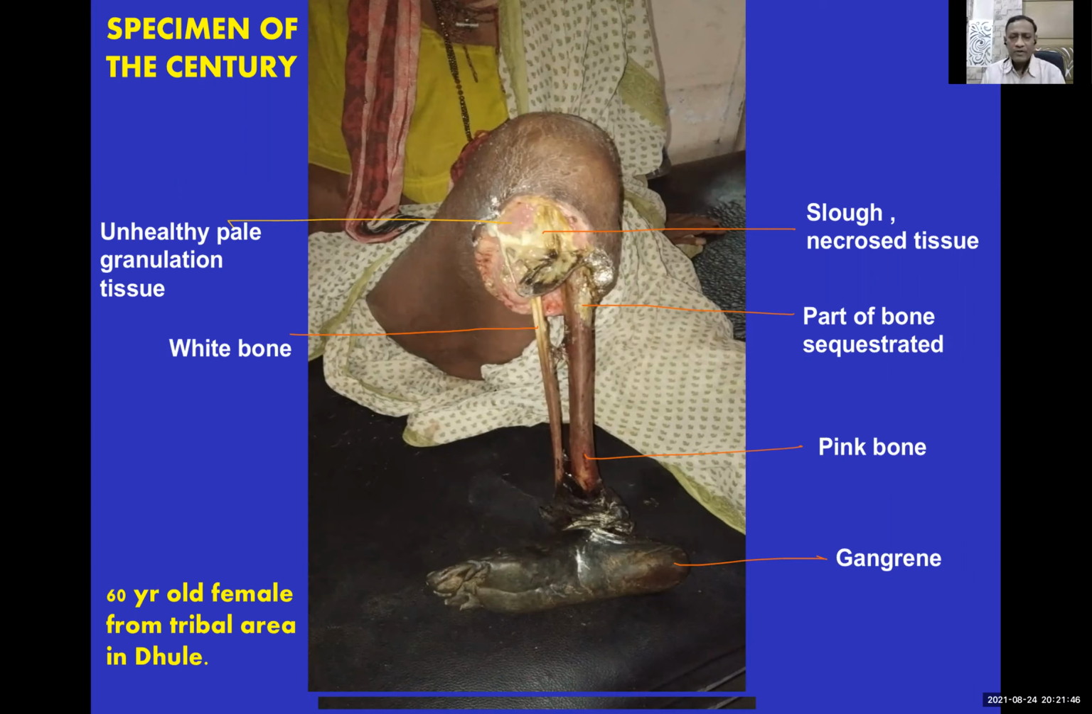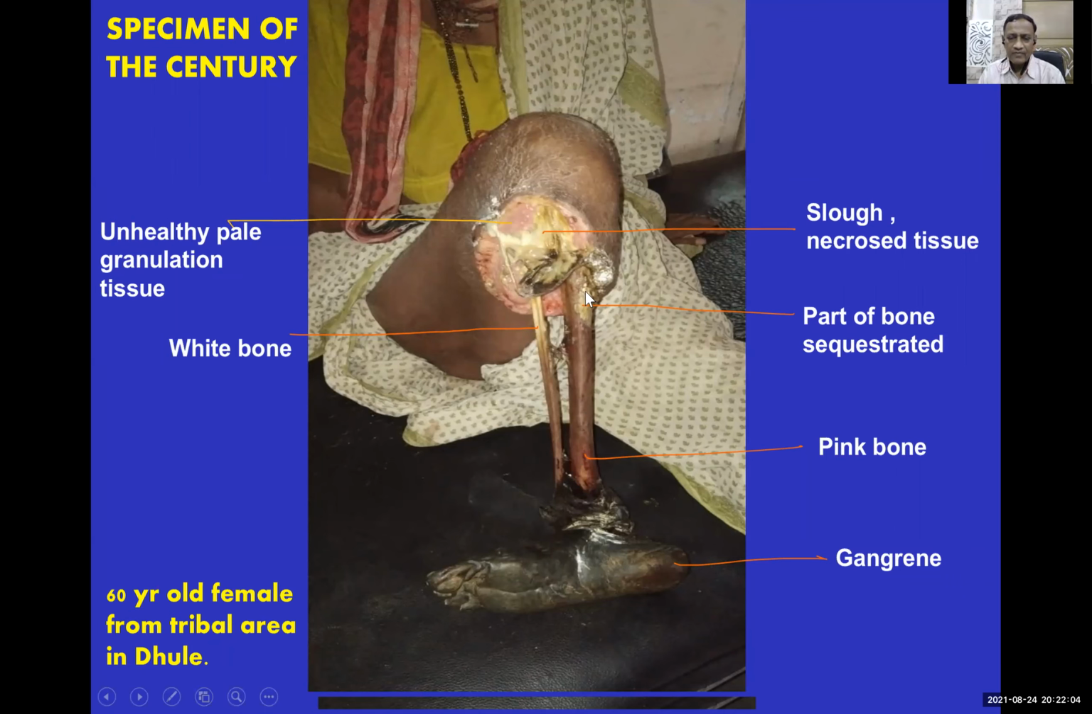She stayed at home, and a medical quack used to come for the dressing. We actually do not know what he did. But she came in septicemia after a few months, and this was the picture. So I thought it's very interesting, and I should show it as a specimen.